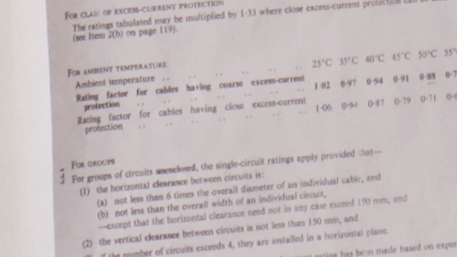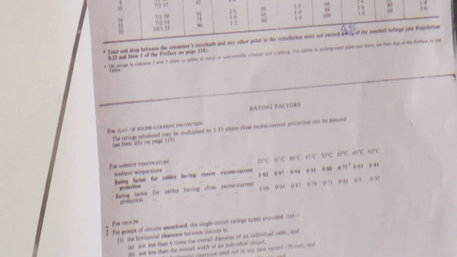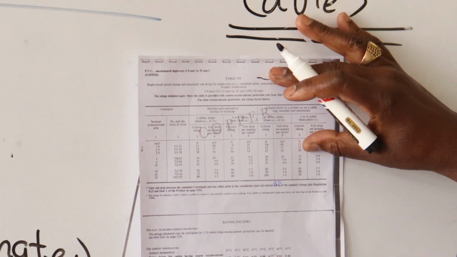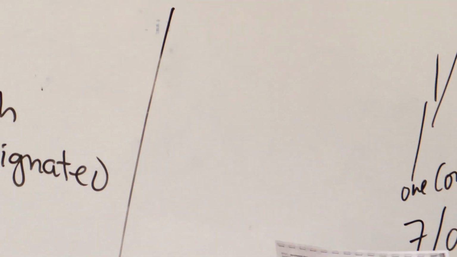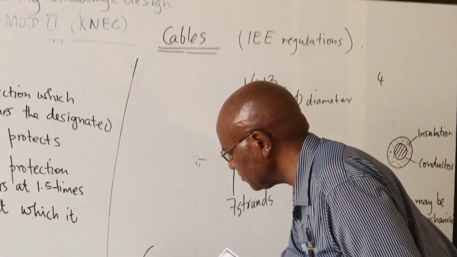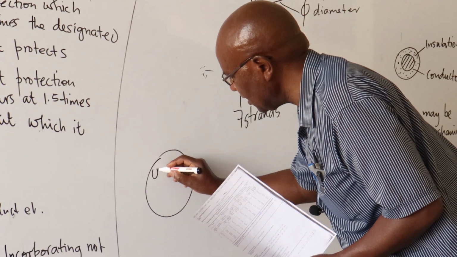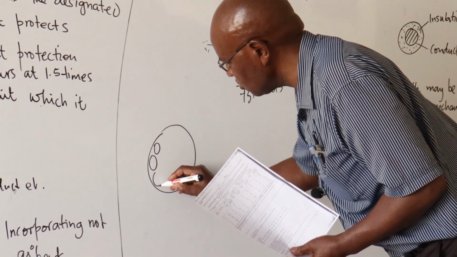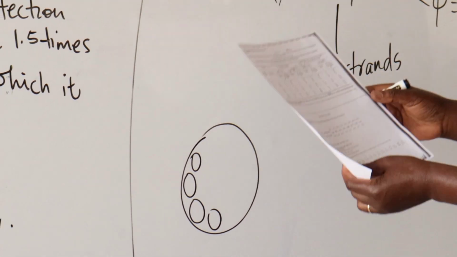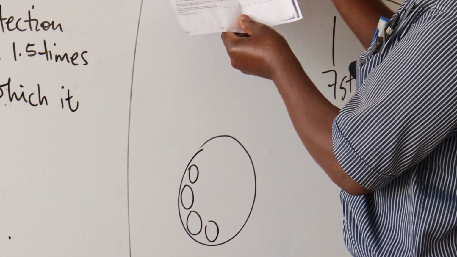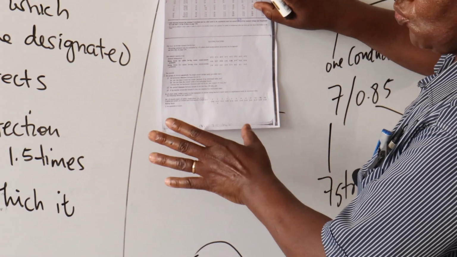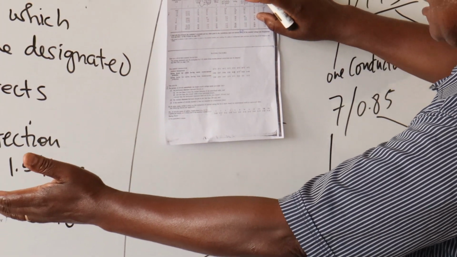Before we start on that one, when you have your conduit or trunking, there is a limit on the number of cables that you can put inside your conduit. They have got another table for it, but for my purposes I normally use the space factor.